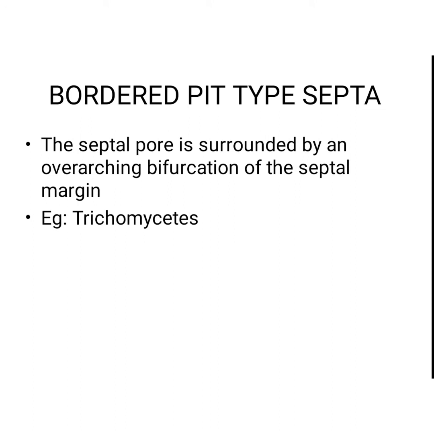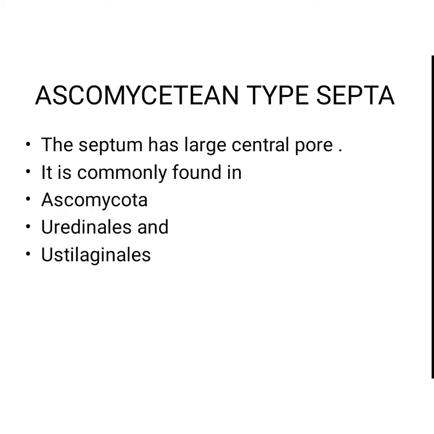Next, coming to bordered pit type septa. The septal pore is surrounded by some overarching bifurcations. Example, which is very important, is Trichomycetes. And coming to ascomycetian type septa, the speciality of this septum is that they have a large central pore. It is commonly found in phylum Ascomycota and Uredinales and Ustilaginales, that is Uredinales for rust and Ustilaginales for smut. That central pore is 0.05 to 0.5 micrometer in diameter. This is also important to be noted.